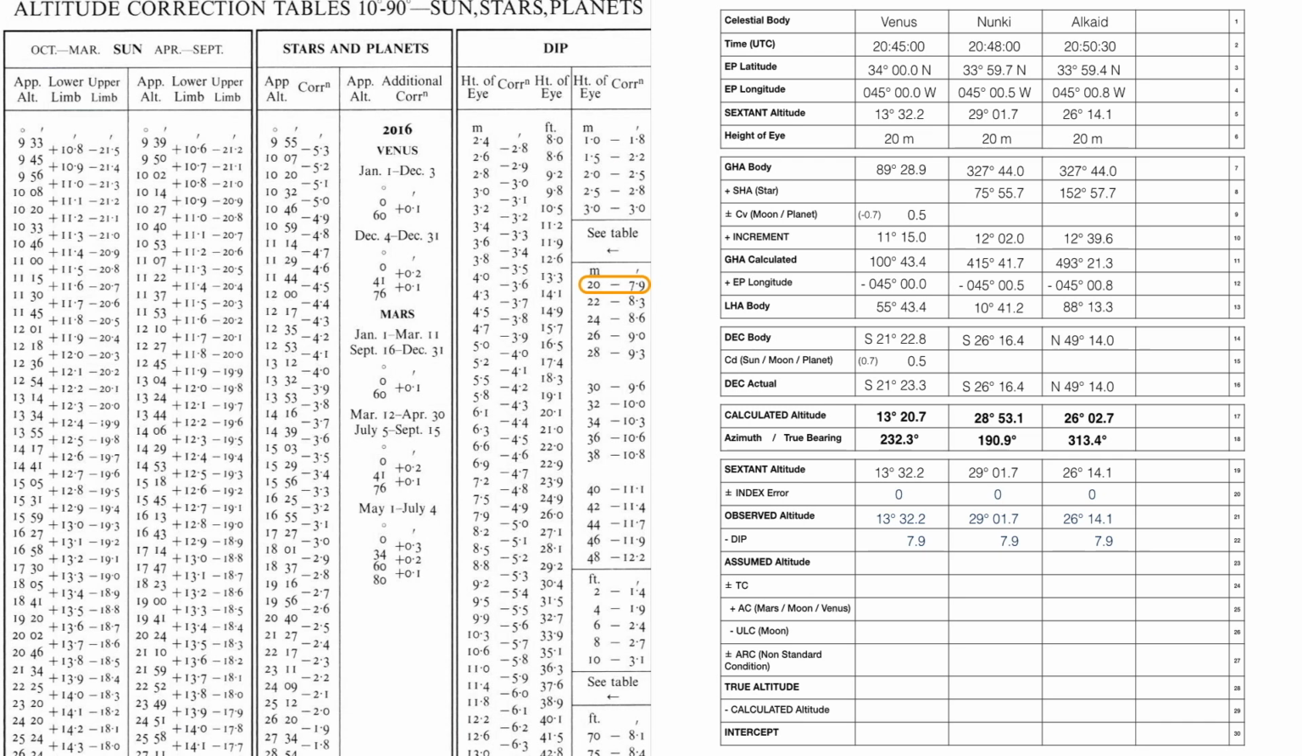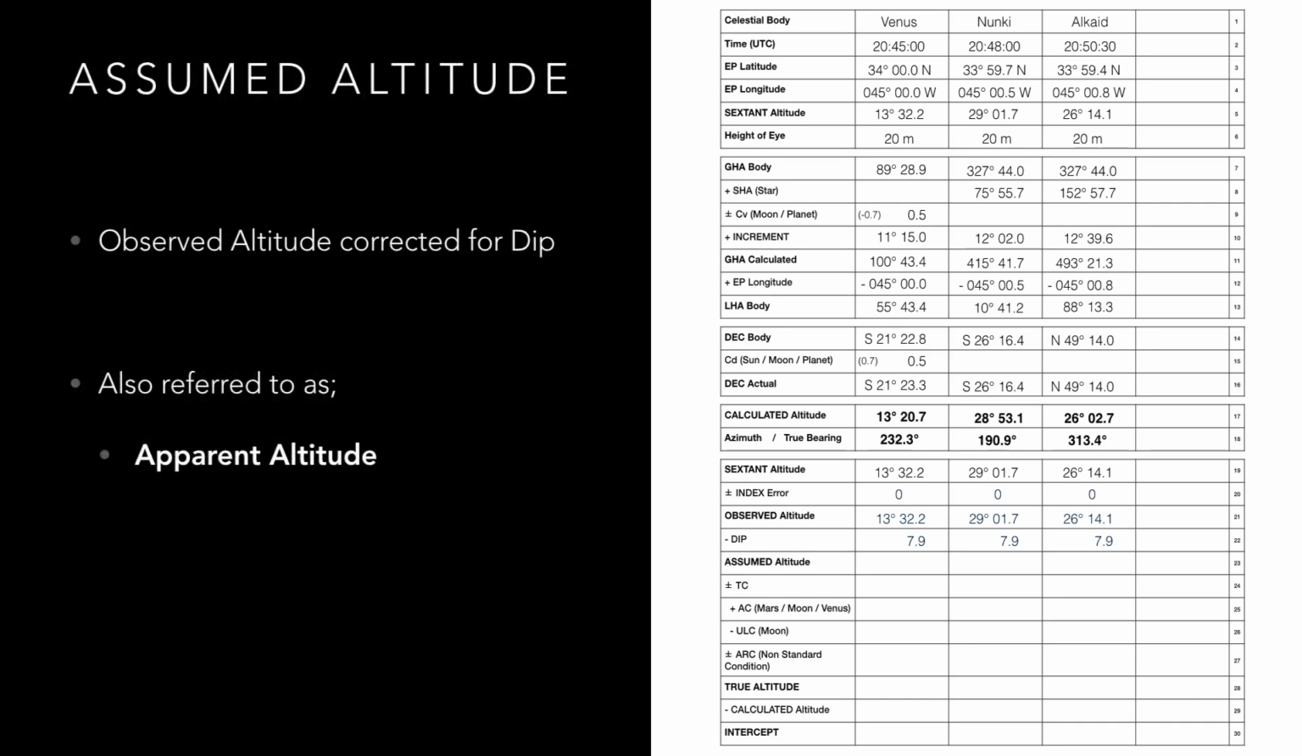The good news is that providing you use the same location to do all your star sites, you only really need to do this step once per ship. When using this table, also make sure you use the meter values and not feet. Assumed altitude is our observed altitude corrected for dip, so let's enter that value now. Just to clarify, I have called it assumed altitude. However, it is referred to as apparent altitude in the British Nautical Almanac and also elsewhere.